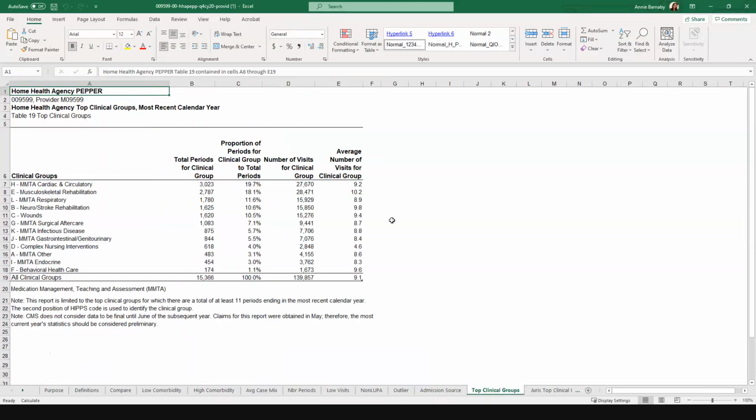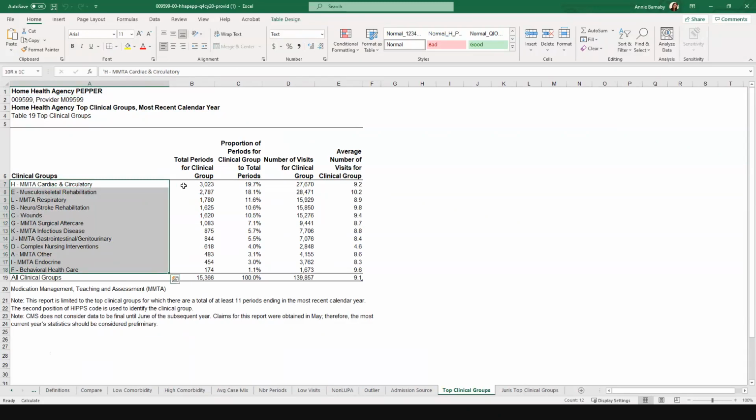All right, moving on from the target areas. In this next tab, the top clinical groups. Basically, it's pretty self-explanatory, but these are the top clinical groups that were reported in the PEPPER data. So you can see here information for all of these clinical groups, total periods, proportion of periods for the clinical group to the total periods.